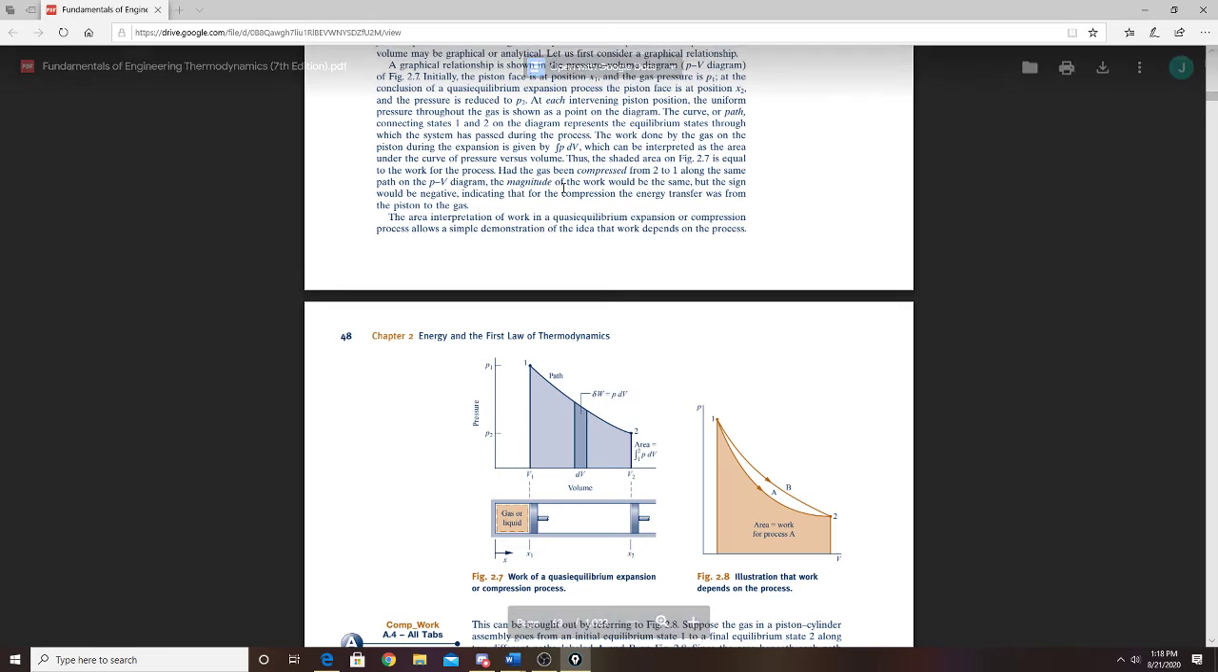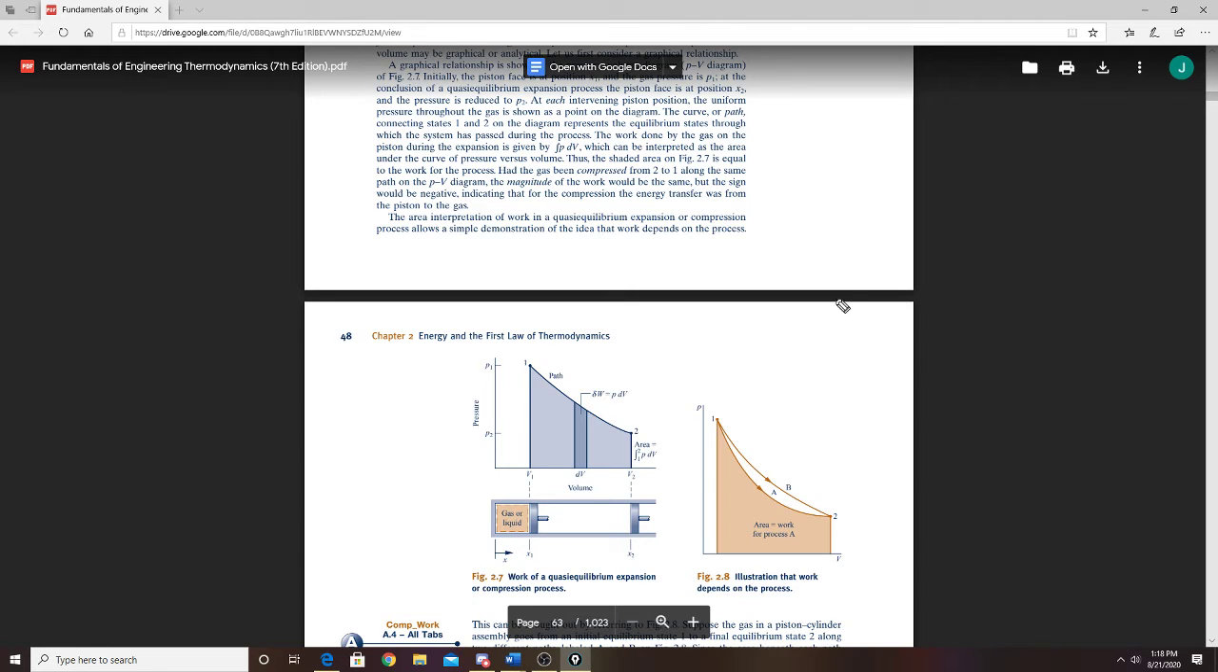Had the gas been compressed from 2 to 1 along the same path, the magnitude of work would be the same, but the sign would be negative. So that's the important thing I wanted to get to, is that essentially the direction of the work, so negative or positive, is dependent on the process being done.